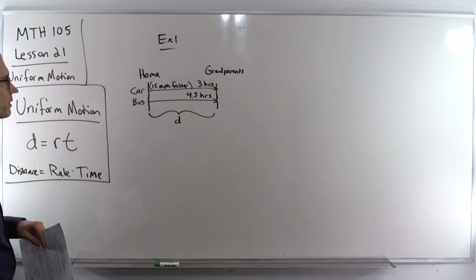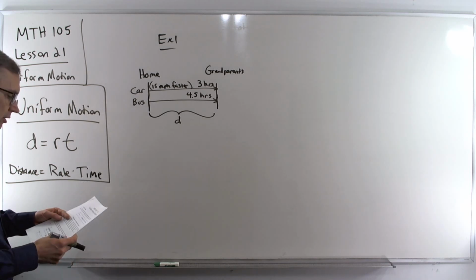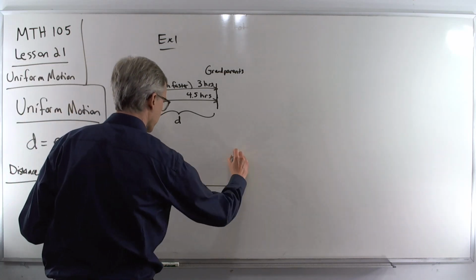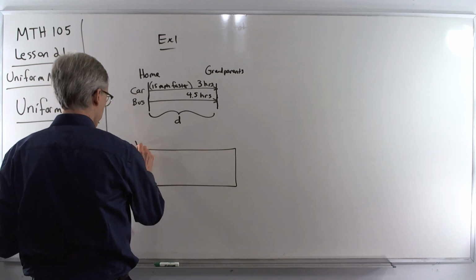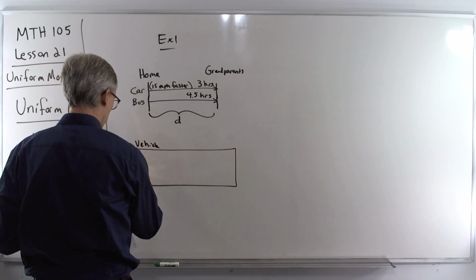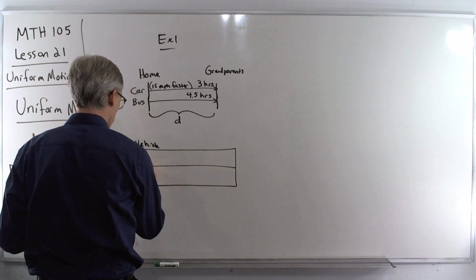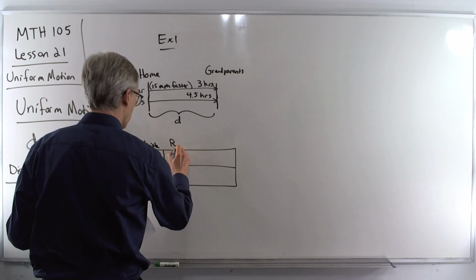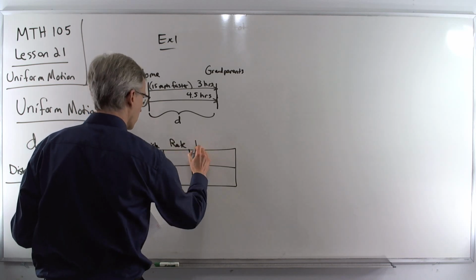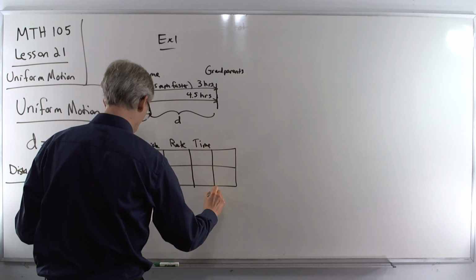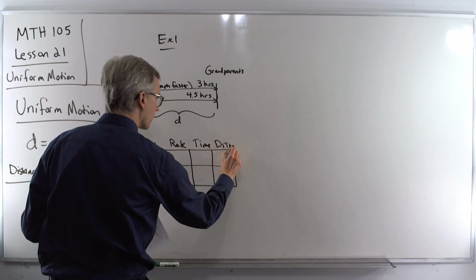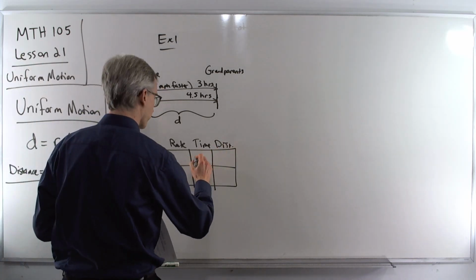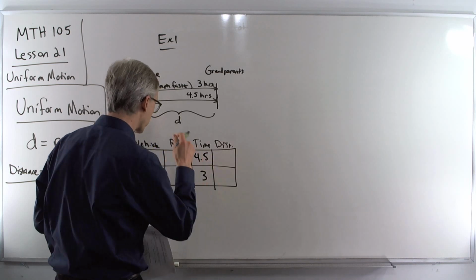So what we're going to do now is set up some expressions for what we know. We can use a table to organize the information. That can be helpful. Now we're not given the distance, so I'm not going to fill that in. The times we are given. So for the bus, that's 4.5 hours, 3 for the car.